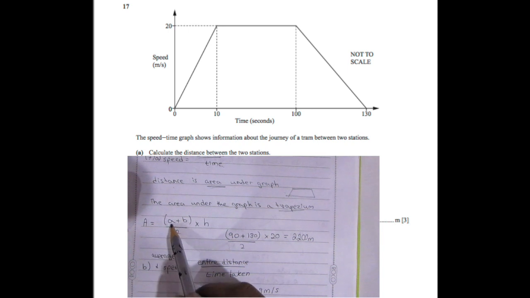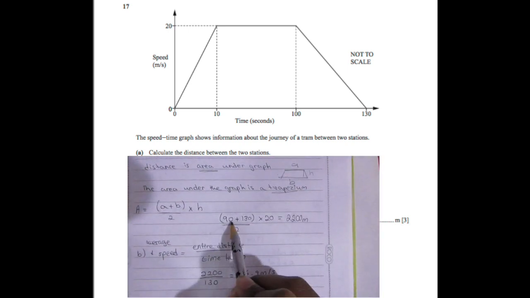Now we're going to calculate the distance between the 2 stations. If you want to find the distance in a speed-time graph, you're going to have to find the area underneath the graph. In this case, the area is a trapezium. So we need to know the formula that's needed to find the area of a trapezium. That's a plus b over 2 times h.